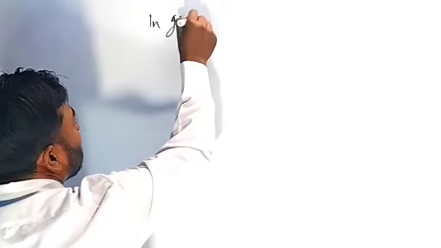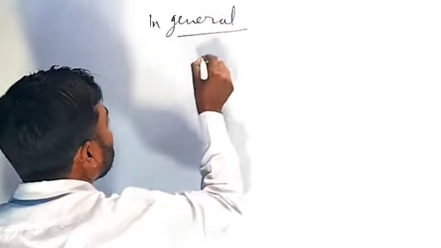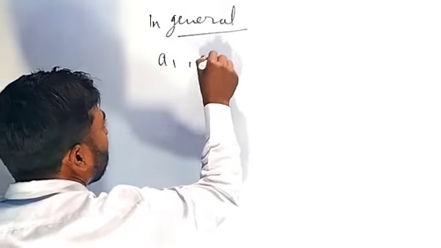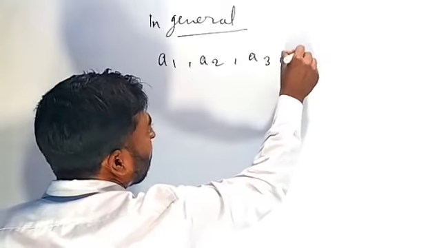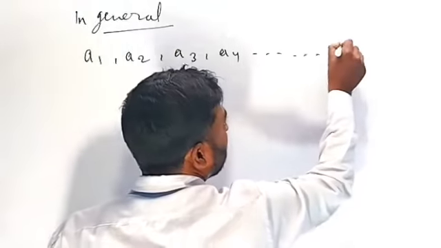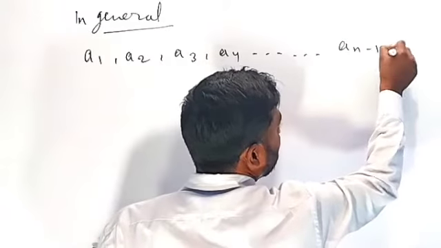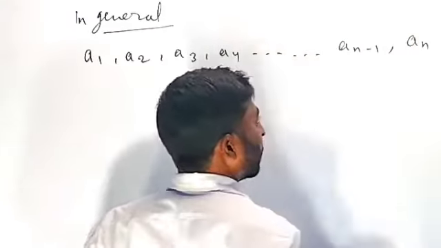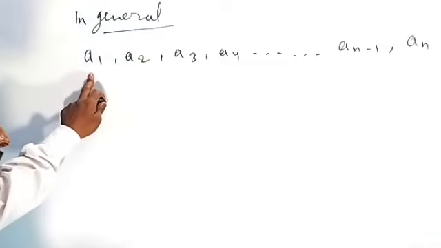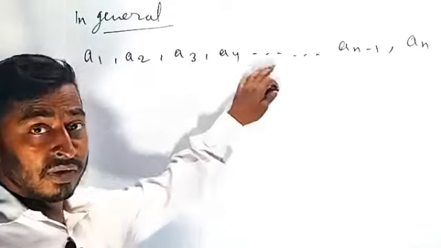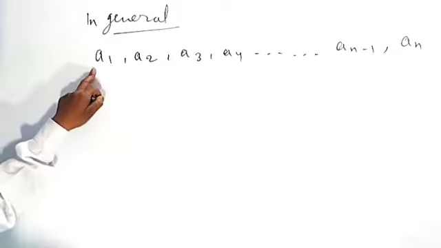Okay, student. In general, a1, a2, a3, a4, dot dot dot, a(n minus 1), an. See the general term of the sequence of an AP.